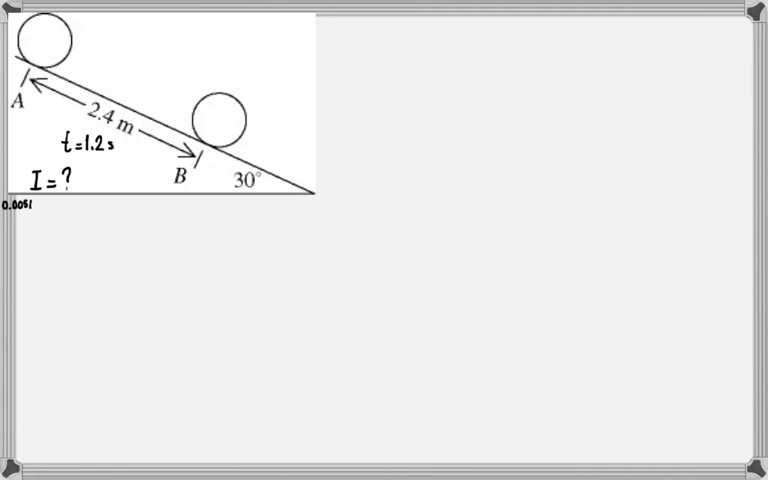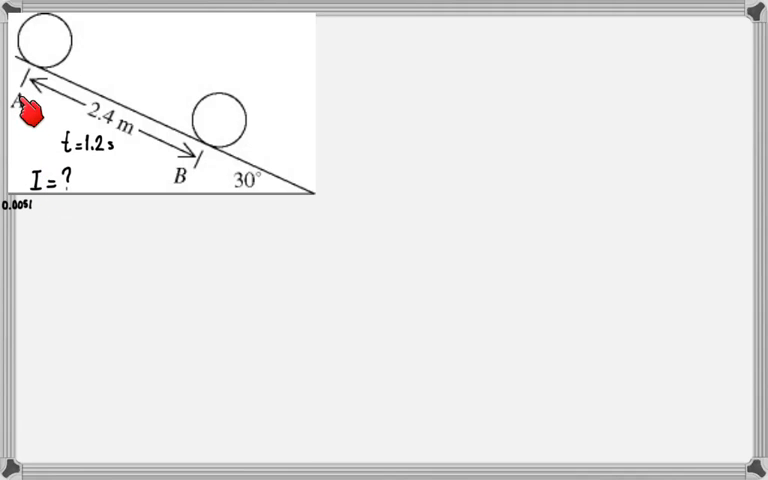Okay. This is the question from your last quiz. And some of you have probably seen this question. There is a disk, or a round object, whatever. It's rolling down an incline, a distance of 2.4 meters, and the incline has an angle of 30 degrees. The question is, if this round object moves 2.4 meters in 1.2 seconds, what is its moment of inertia numerically?